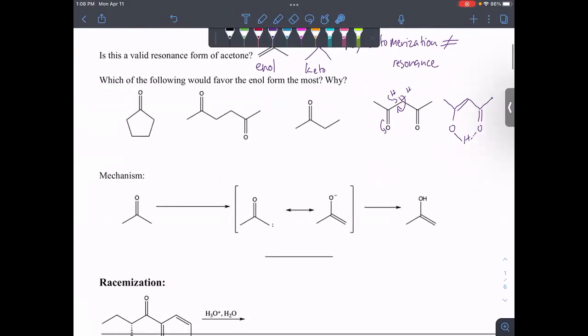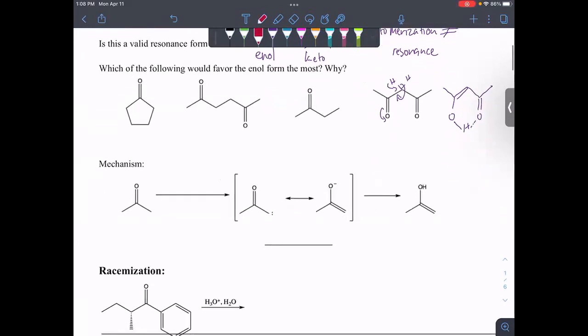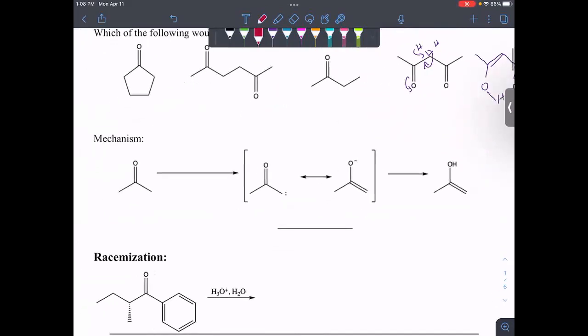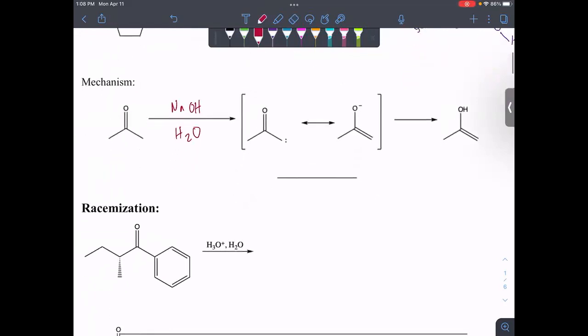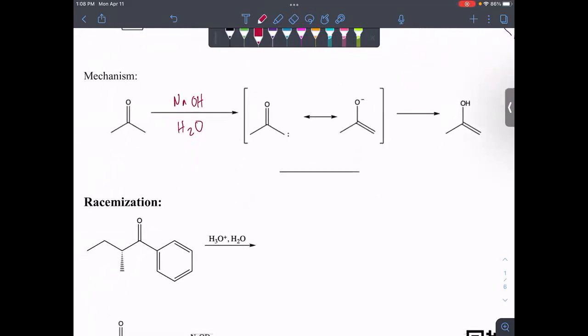Okay, and now the mechanism for proton transfer is pretty simple. You can do it with acid or base, but I think it's more common to see it done in base. So I'm gonna do that. Let's say you have NaOH and H2O. So first you identify the alpha protons. On this acetone, you have these alpha protons on the side. This is what we're gonna be concerned with during the reaction. You can go on either side, it's the same thing.